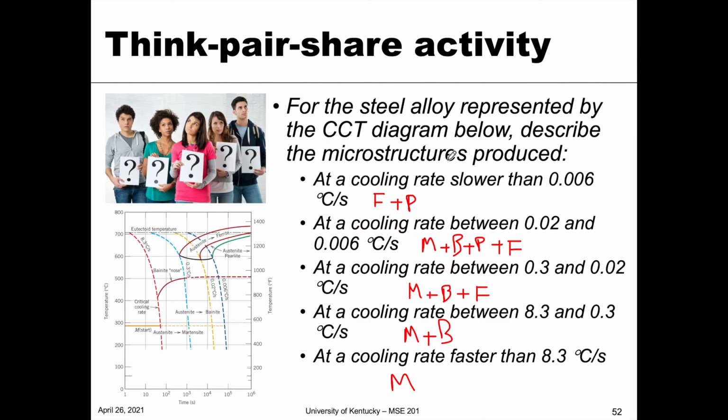All right, so that's kind of all of what these microstructures would look like. So you can see that it's very complex here, and then we start to remove pearlite and ferrite as we cool faster and faster. So this is kind of what you can expect. This is a fairly complex CCT diagram, as you can see from the curve over here.